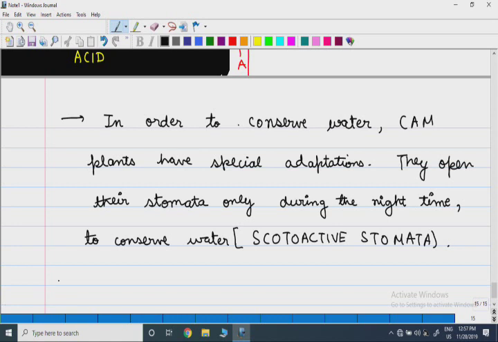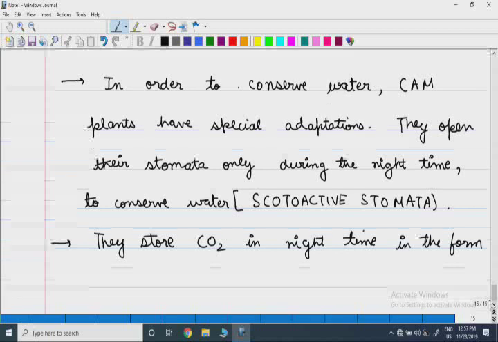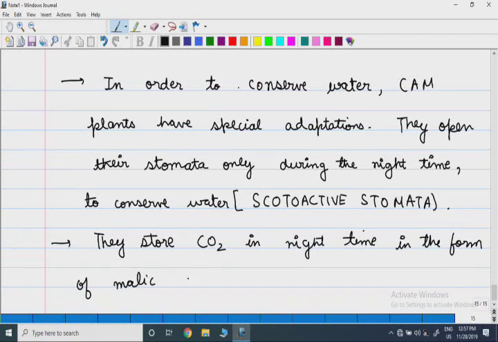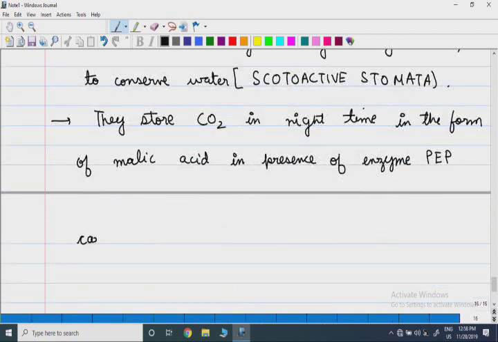Okay. They store carbon dioxide in night time in the form of malic acid, in the presence of the enzyme PEP carboxylase.